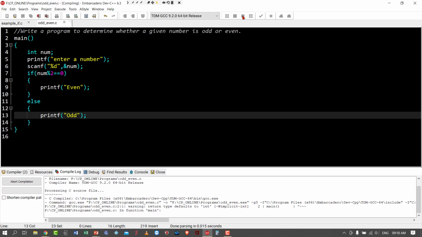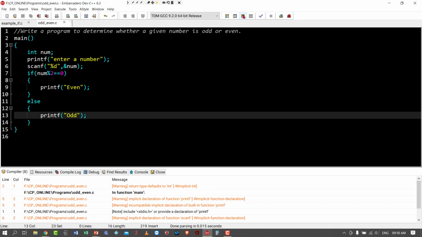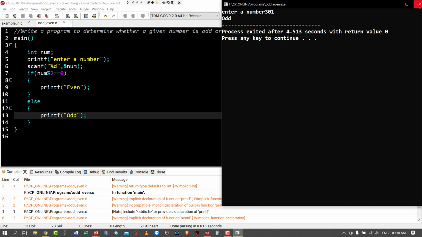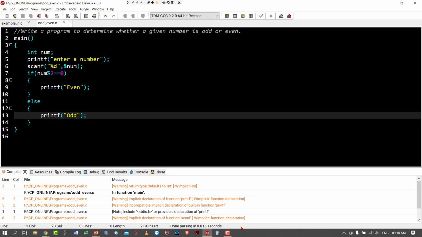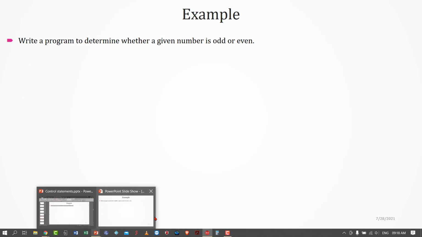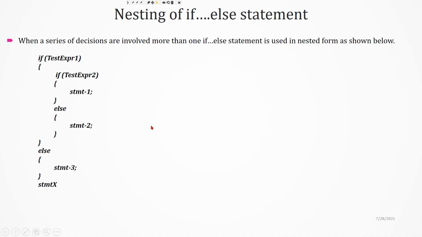So I'm executing the program. I am giving a value 200. My expected output is even, so I got the output as even. Giving another input 301. My expected output is odd, so I got the output as odd. So the program is correct. Any doubt in this program? Please respond. Okay, thank you. Then I will move to the next one.